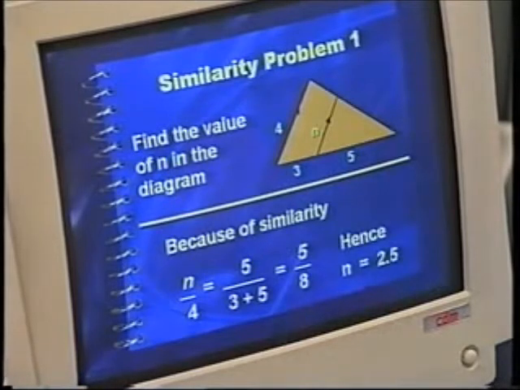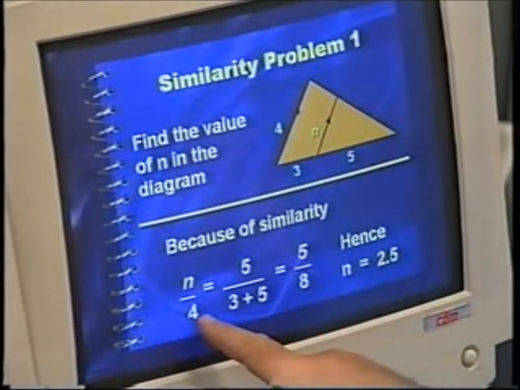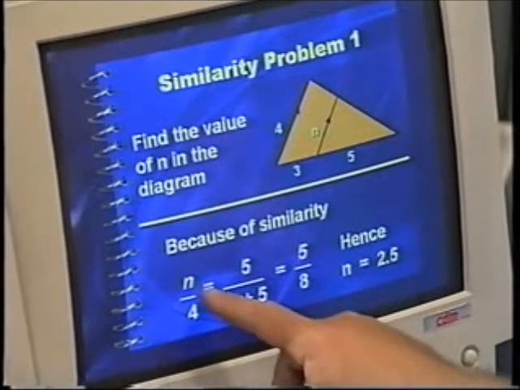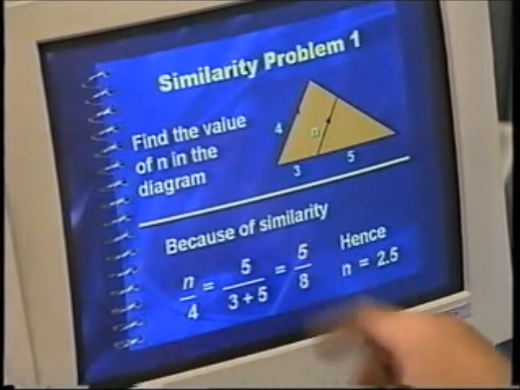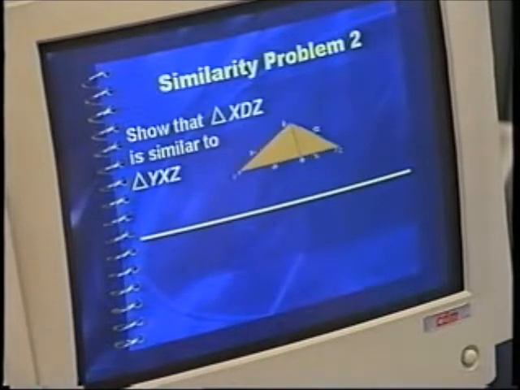And if you do that, you get n equals 2.5. It's an enlargement factor again, isn't it, of 2, 4 to 8. So that must be also 2.5. 2 times 2.5 is 5. Bit more difficult problem coming up.